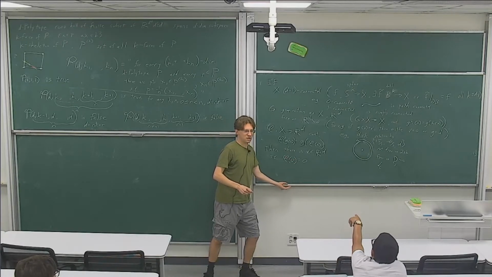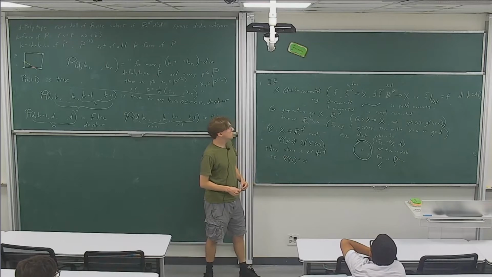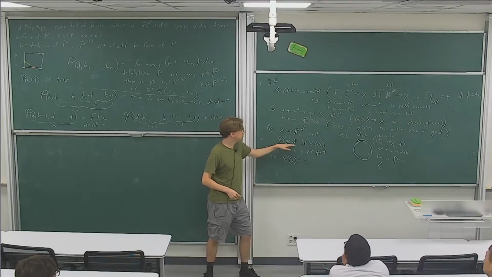The group action is on X or on R^d? On both. The group action is on both, and that group action has to commute with phi.